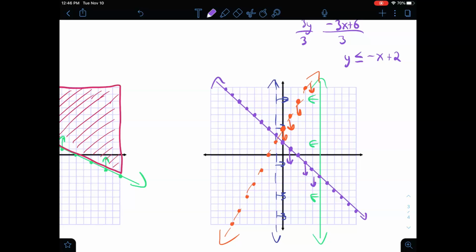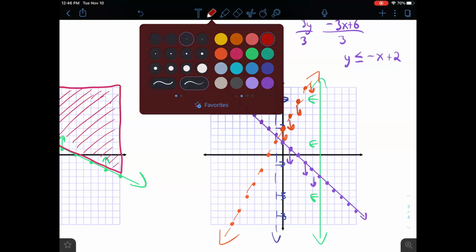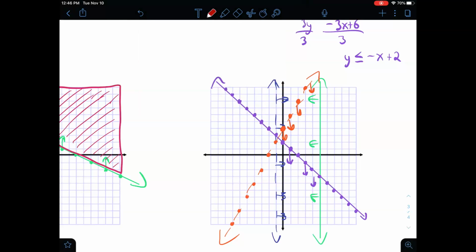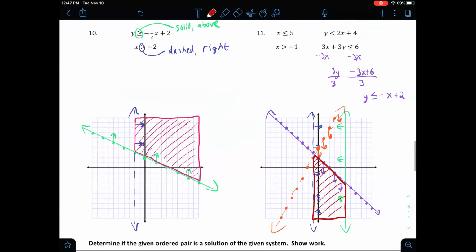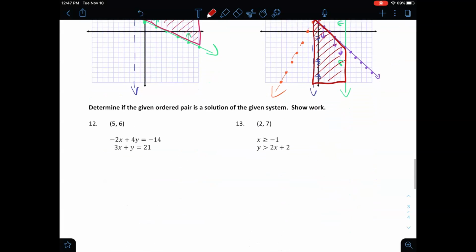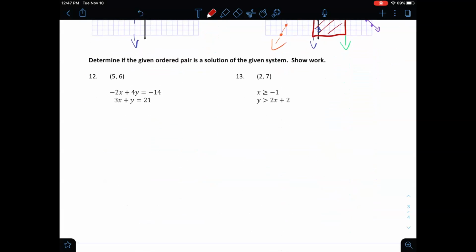So for this one, it's going to be below the orange line, between the indigo and green lines, and it's going to be below the purple line. So we're actually going to be right down here. And that shaded section is the solution for this one. All right, so that's how we draw the arrows, because we're not sure exactly where things are going to go here. All right, let's see here.